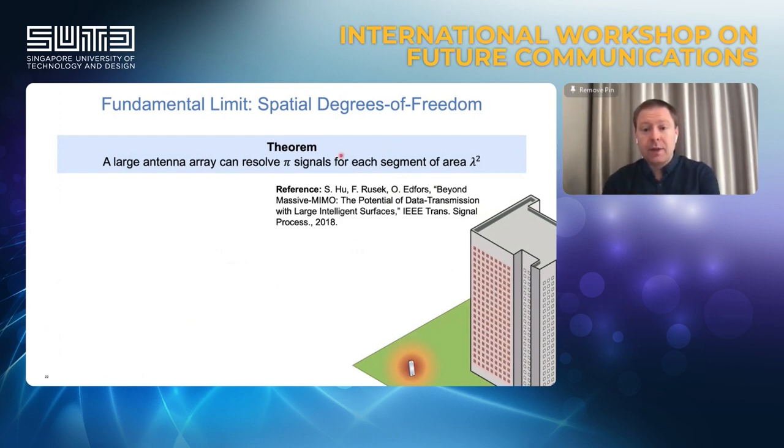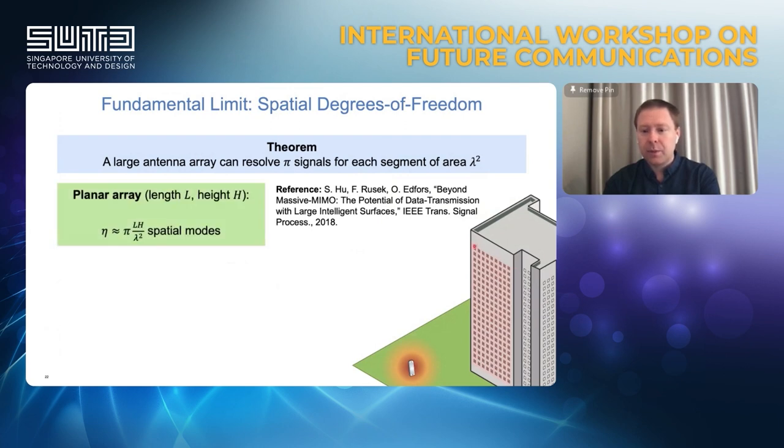Well, there is a nice theorem from this paper here, which says that a large antenna array can resolve pi signals for each segment it has within an area of lambda by lambda, so the wavelength squared. And what does this mean? For example, in the example I'm showing here, we have a big array, which has a length L and a height H. Well, you take that area, L times H, you divide by lambda squared, so you figure out how many segments of that area we have, and then you multiply with pi. This is the number of spatial modes that a big array like this can resolve.